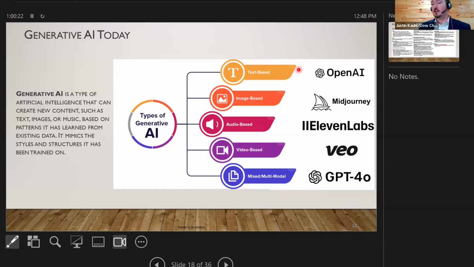So if you want to do a text-based task, I would suggest going to maybe OpenAI. If you wanted to do something that's image-based, like generate me a new image, Midjourney is a good one. If it's audio, it's 11 Labs. If it's video, maybe VO. These are just maybe the front runners right now on these technologies. So there's tons of options out there, but that's the idea.